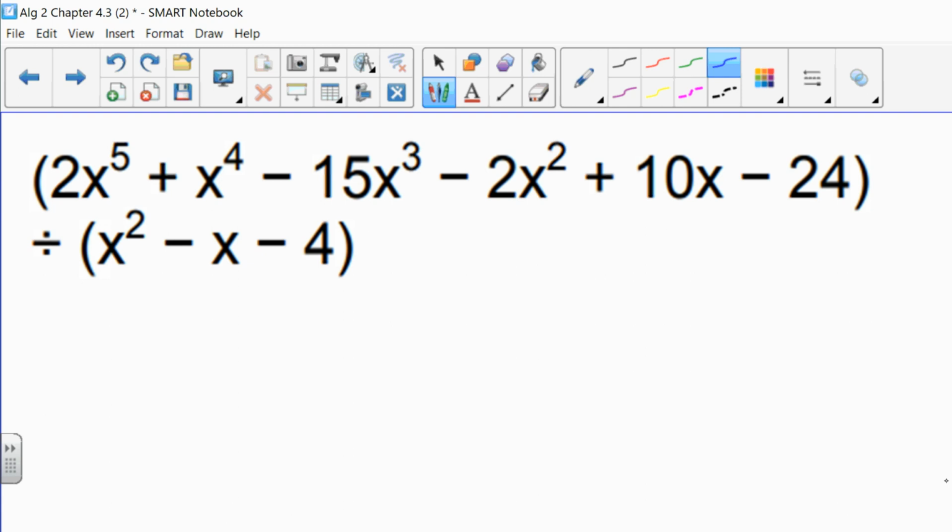For starters, when we start off with synthetic division on the last ones, we solve for x. We got x by itself. Here, we're getting x squared by itself.